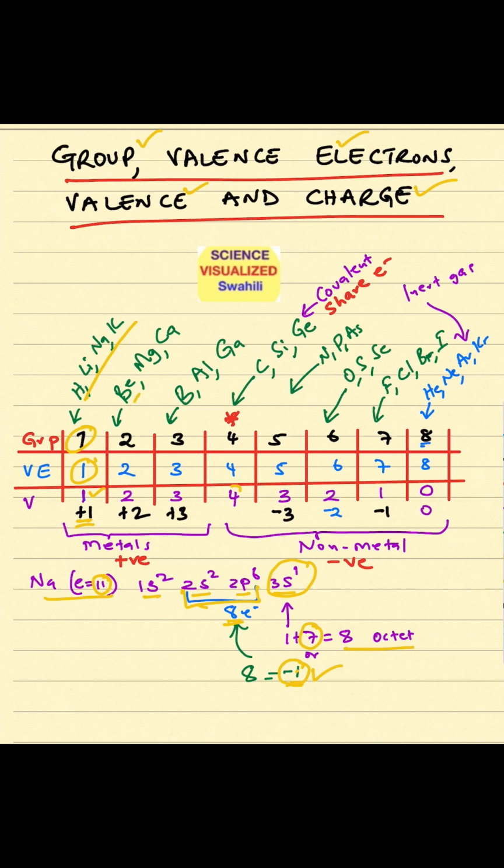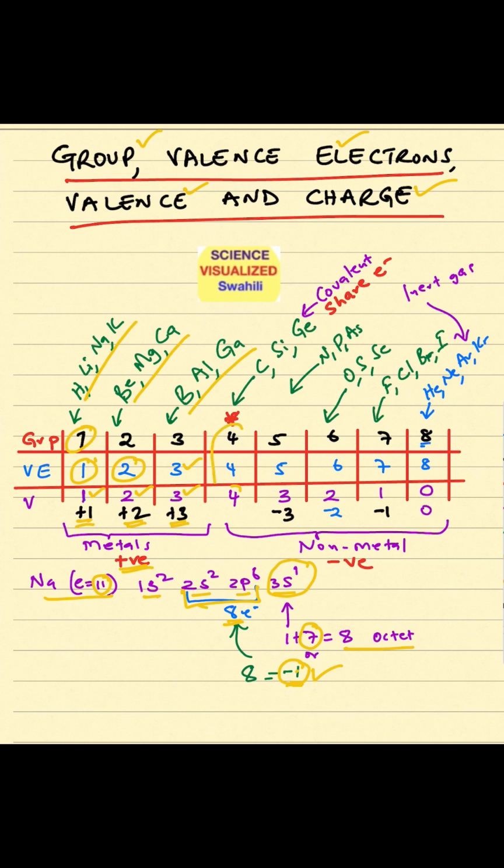Next, group 2, beryllium, magnesium, and calcium, has 2 electrons on the outer energy level, and it will lose those 2 electrons, so you have a valence of 2, and then you end up with a charge of plus 2. Group 3, boron, aluminum, and gallium, has 3 electrons on the outer energy level. We prefer to lose all the 3, so it forms 3 bonds, and therefore ends up with a charge of plus 3. Groups 1, 2, 3 are called metals because they form positively charged ions.